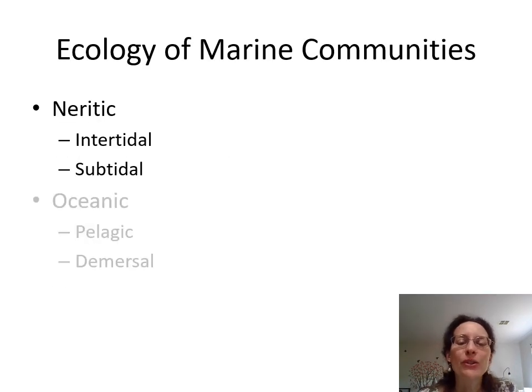So this was our overview of the ecology of marine communities, looking at those neritic or coastal, those close to shore marine communities. We looked at the intertidal groups as well as the subtidal. We're looking at the factors that affect the diversity of the community, looking at how productivity levels, energy levels, and complexity levels affect the potential of biomass and diversity that we find within these community types.